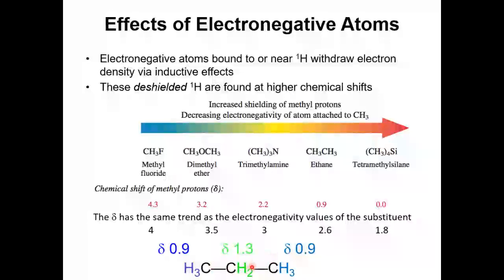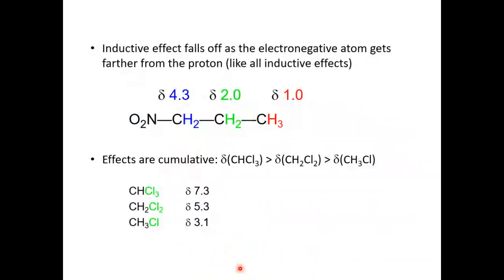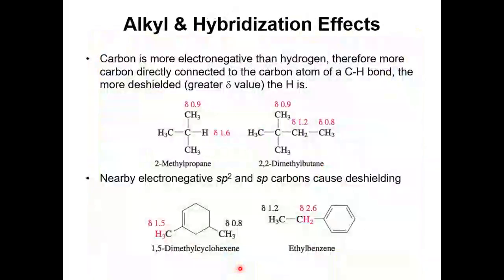Because here, the blue one, 3 protons feed 1 carbon. Here, two green protons feed 1 carbon. So obviously each proton needs to give up more electron density. So the green protons offer lower electron density than the blue protons. Therefore, the chemical shift value of the green protons is higher.